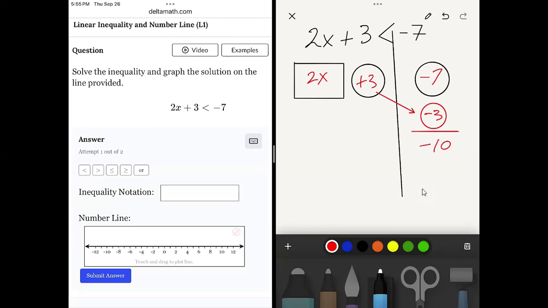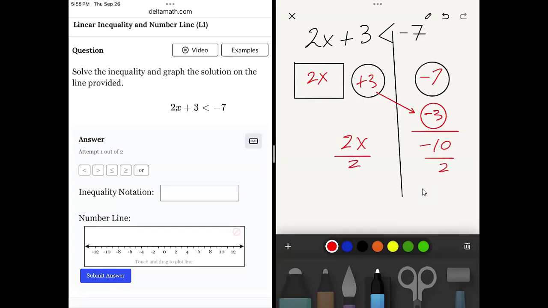Then over here we have 2x. So remember, when you get the boxes and circles on the opposite sides, you divide by the coefficient of the variable. So this is going to be divided by 2, divided by 2. This is going to be 1x, and this is going to be a -5. Now, all you're going to do is bring down the inequality. You leave it the way that you found it. So that is 1x is less than -5.